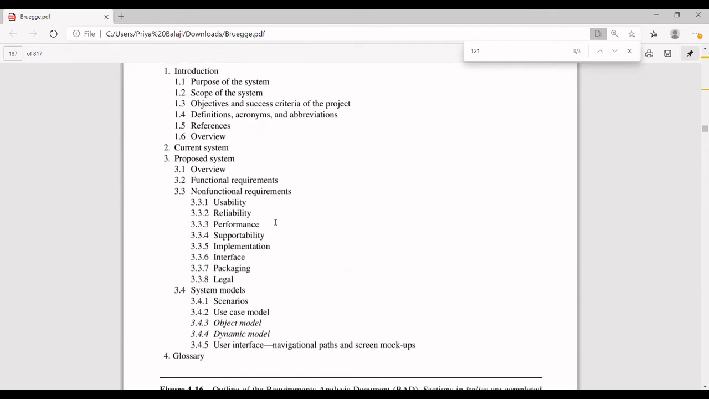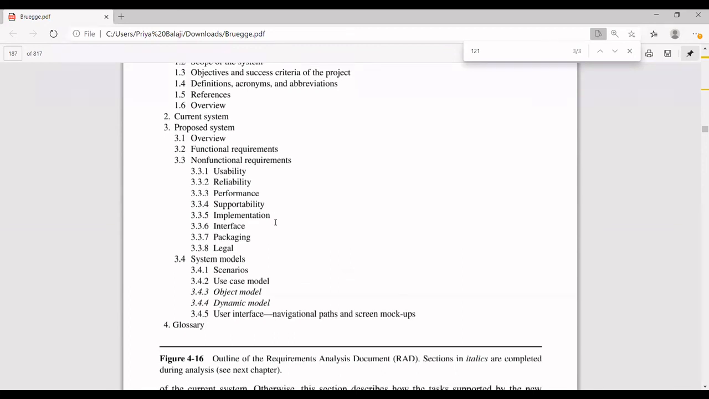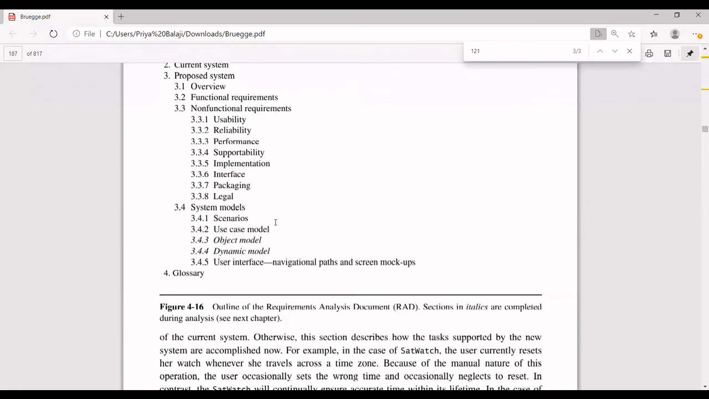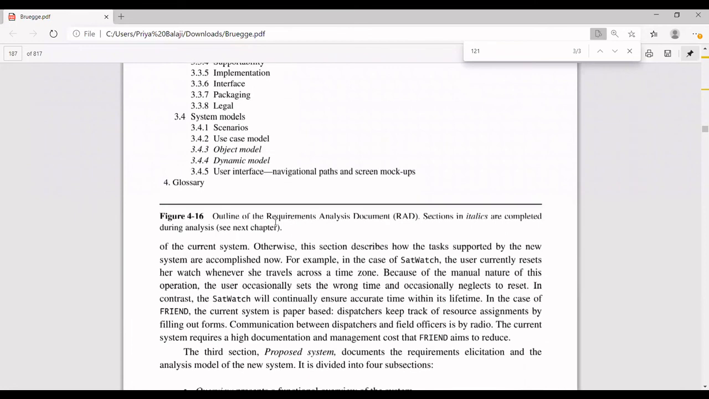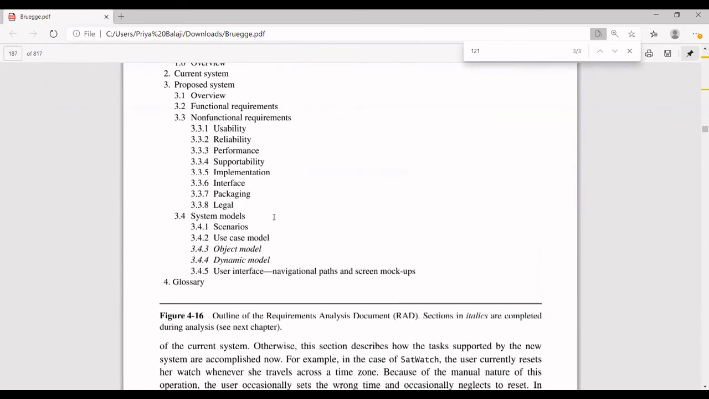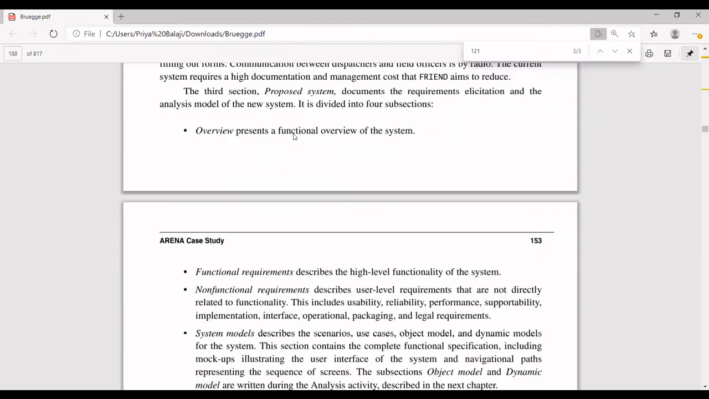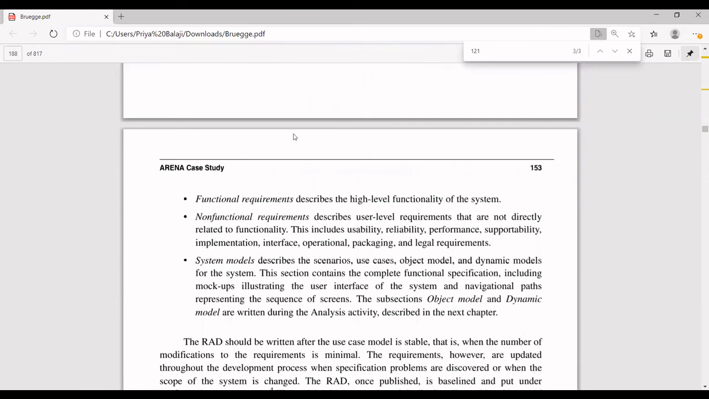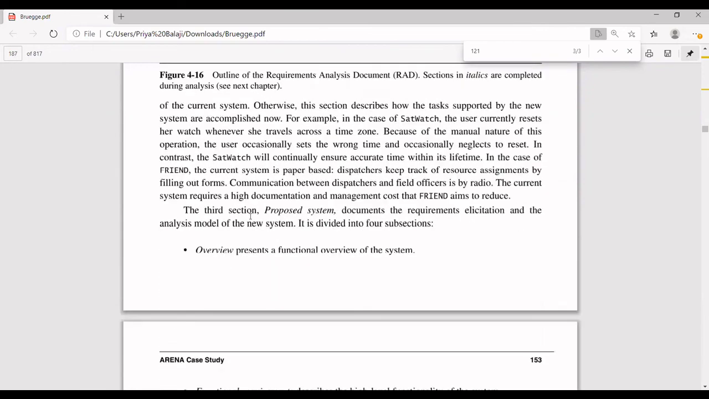The third one is about the proposed system, that is the new system. What are the new system's functional requirements? What are the new system's non-functional requirements? That has to be given. What is the system model? The system model covers scenarios, use cases, the object model, and the dynamic model. So the third section in turn should have all these things: an overview, functional requirements, non-functional requirements. All these things have to be documented using a requirement analysis document.